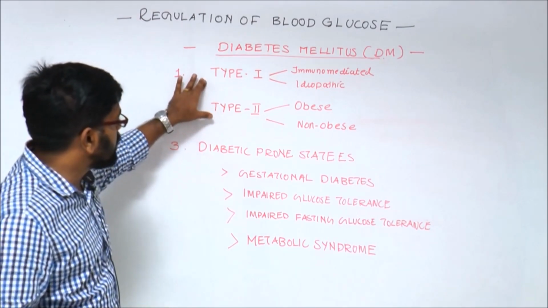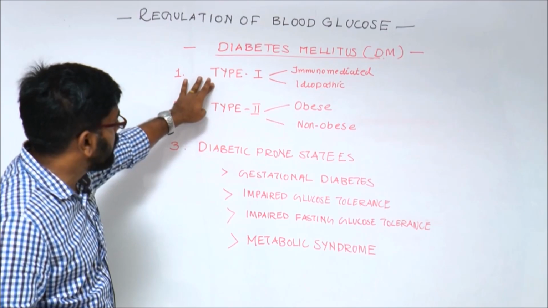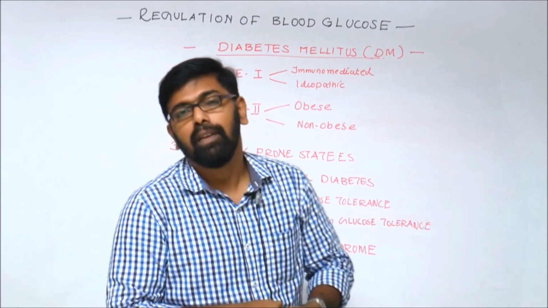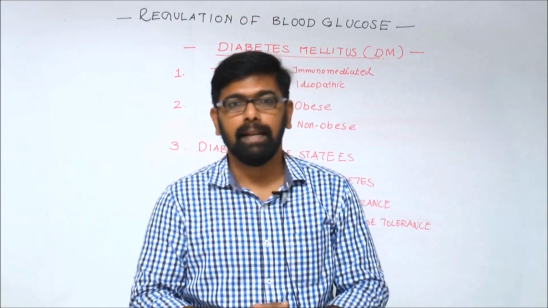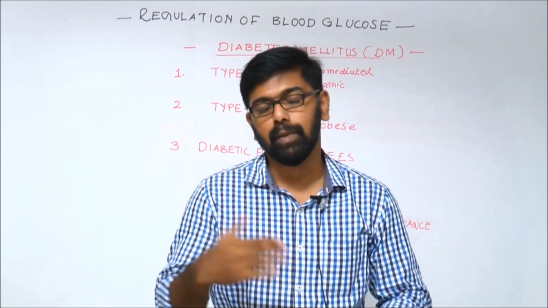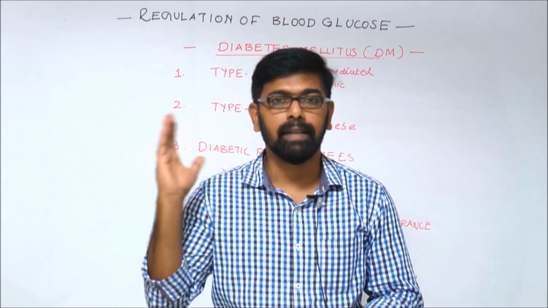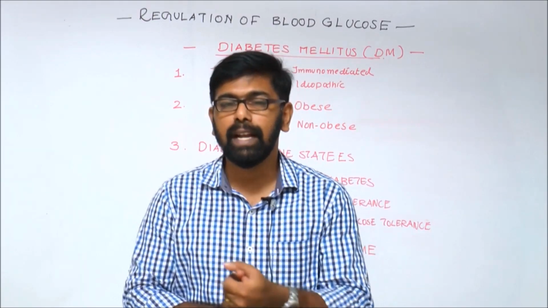So these are the major classifications: type 1 diabetes mellitus, type 2, and diabetic prone states. Now, type 1 diabetes mellitus, what is the reason? Earlier it was called insulin dependent diabetes mellitus. Nowadays that terminology is being dropped and it is called type 1 diabetes mellitus.